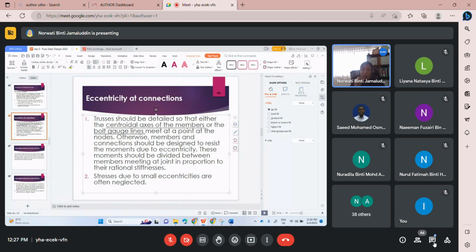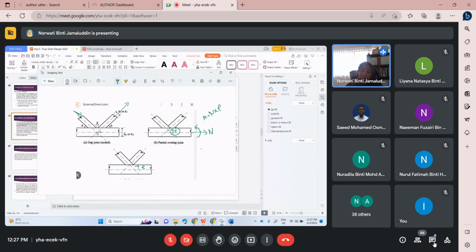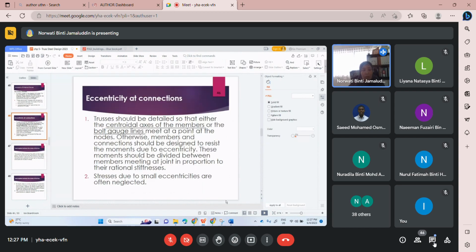Okay, stresses due to small eccentricity are often neglected. That's why I said for just small trusses, sometimes, because of this assembly, I don't think you can meet exactly at the centroid of the connection. I don't think that you can meet exactly at the center of the connection. So maybe you have a small eccentricity that will create a nominal moment. Those stresses you can ignore. Just a small moment.